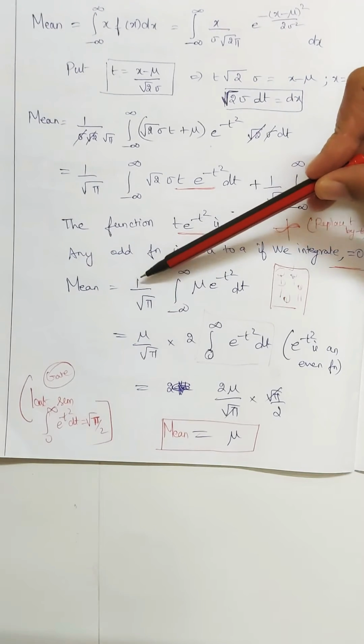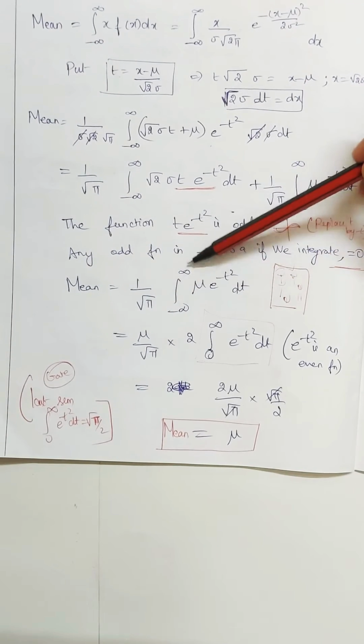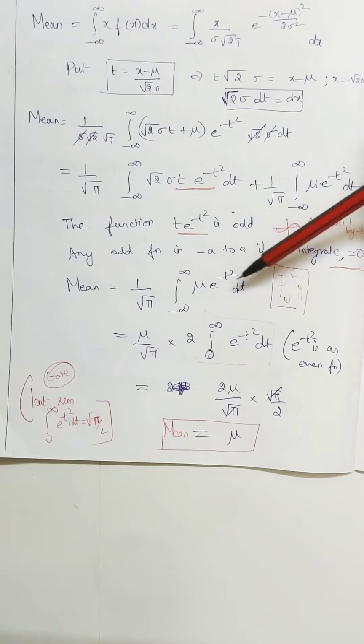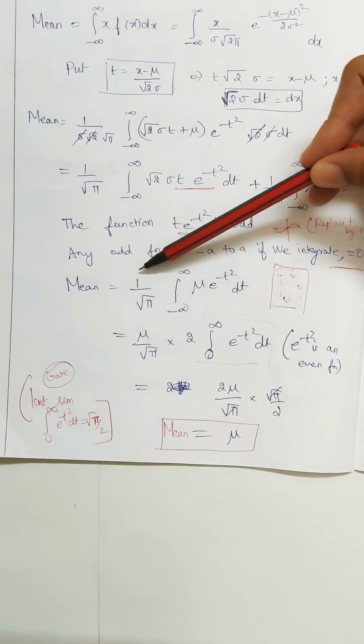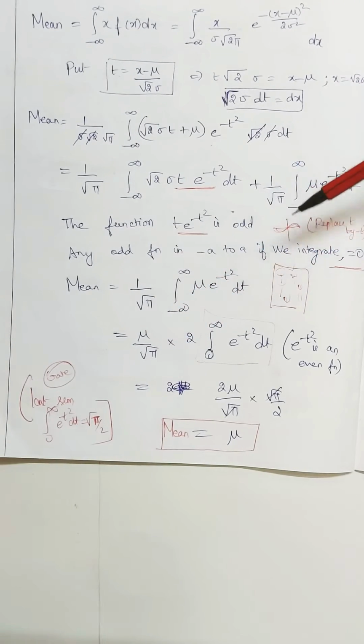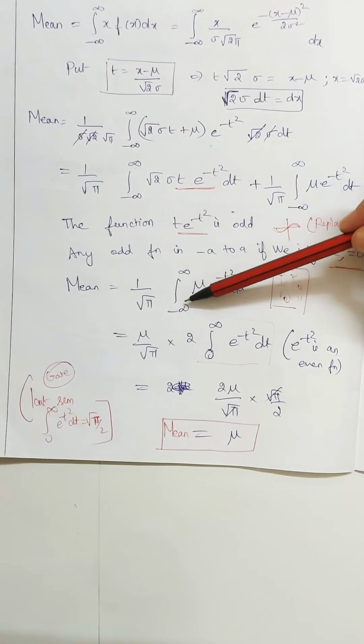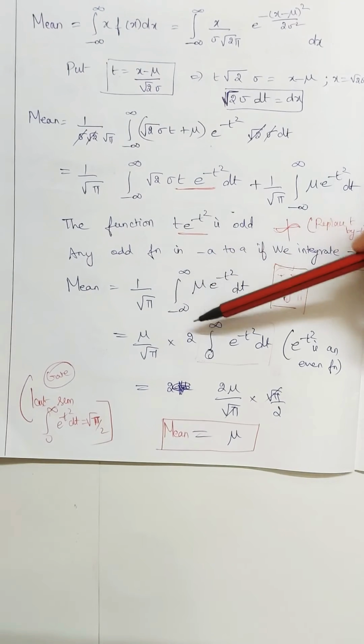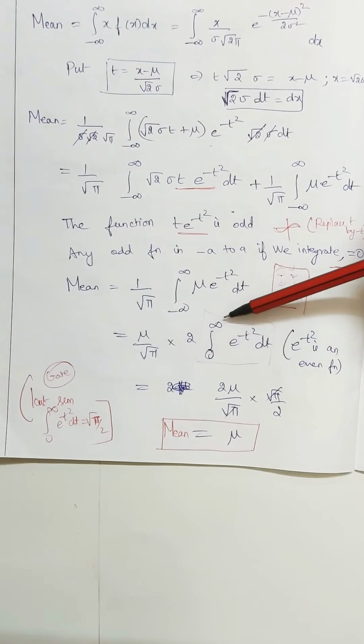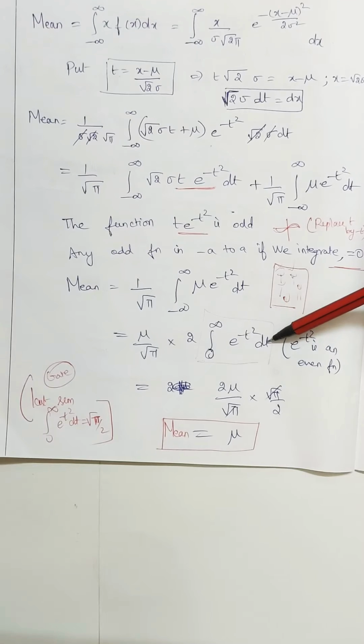All of a sudden it reduced to 1 by root pi, integral minus infinity to infinity, mu e power minus t square dt. Mu is just a constant, take that outside. E power minus t square is an even function, well and good. So the integral from minus infinity to infinity, we'll write it as 2 into the integral from 0 to infinity of e power minus t square dt.